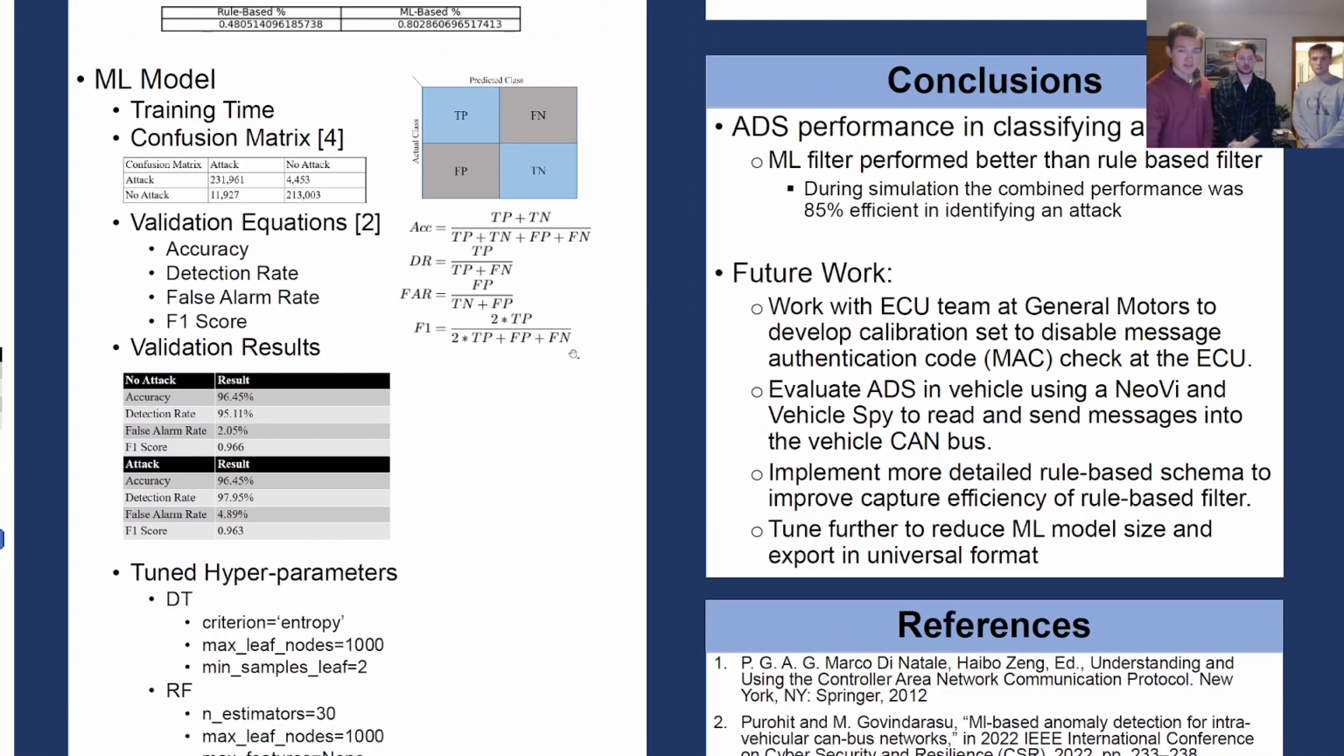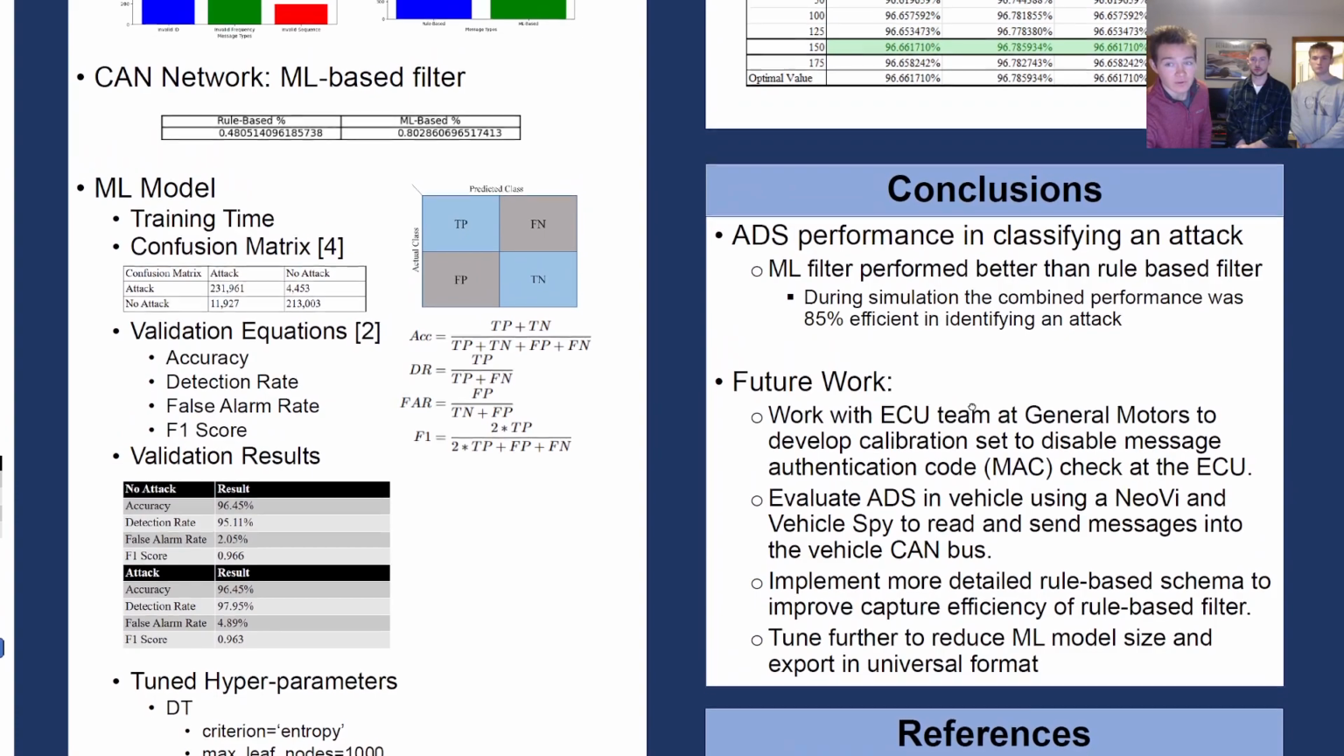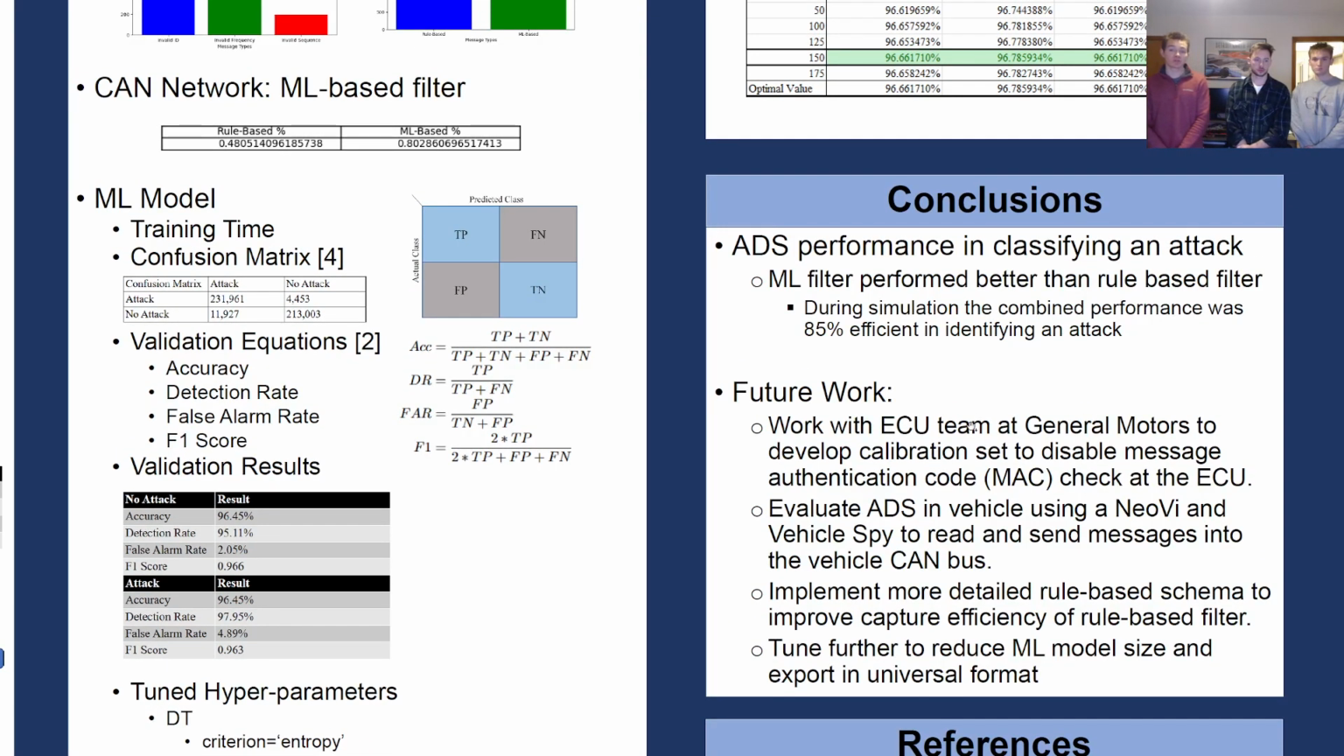And so then, in conclusion, for our ADS performance classifying an attack using our machine learning filter, we were able to determine that it performed vastly better than the rule-based filter. However, when combining these two filters together during simulation, we proved that the performance was approximately 85% efficient in identifying an attack from a malicious message. This leads into the opportunity for future work.